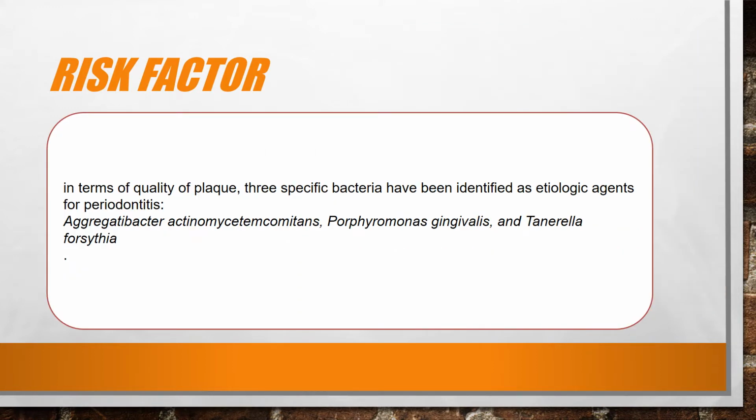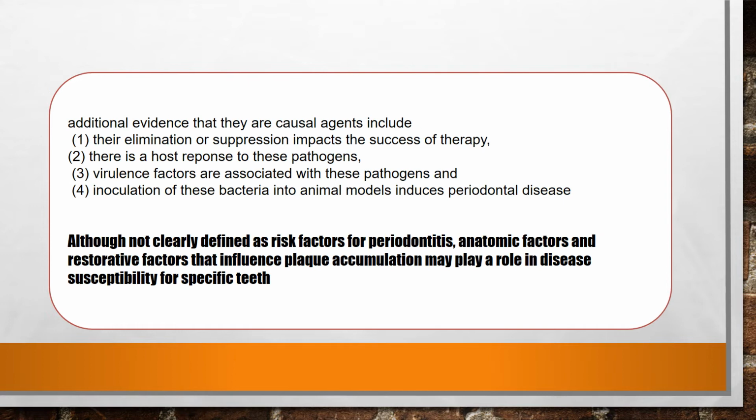So, as we said before, these three specific bacteria have been identified as etiologic agents for periodontitis. Additional evidence that they are causal agents includes that their elimination or suppression impacts the success of therapy. There is a host response to all these pathogens. Virulence factors are associated with the pathogens, and inoculation of these bacteria into animal models induces periodontal disease. Although not clearly defined as risk factors for periodontitis, anatomic factors and restorative factors that could influence plaque accumulation may play a role in disease susceptibility.